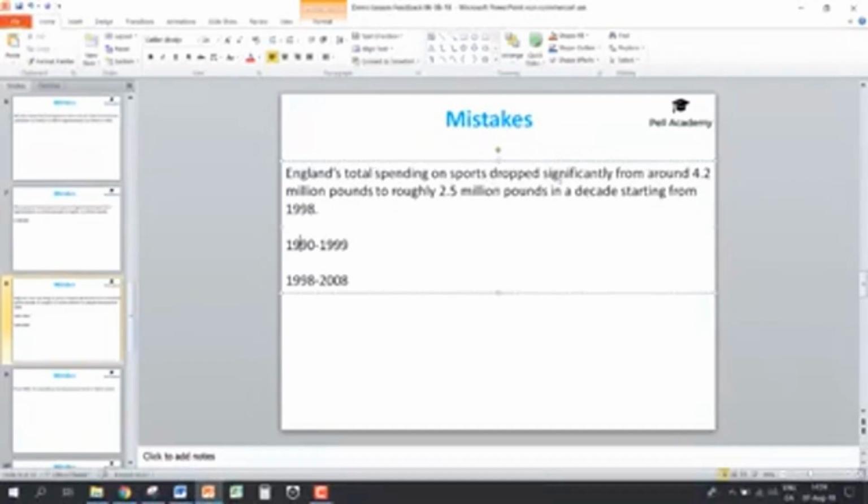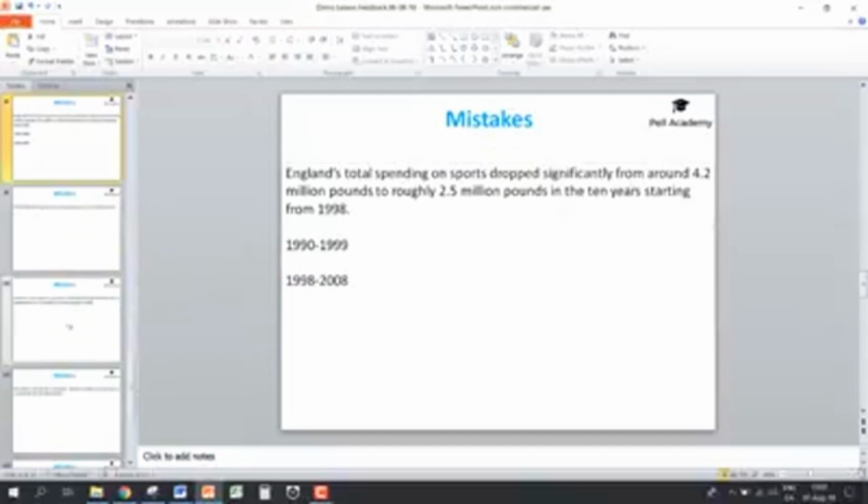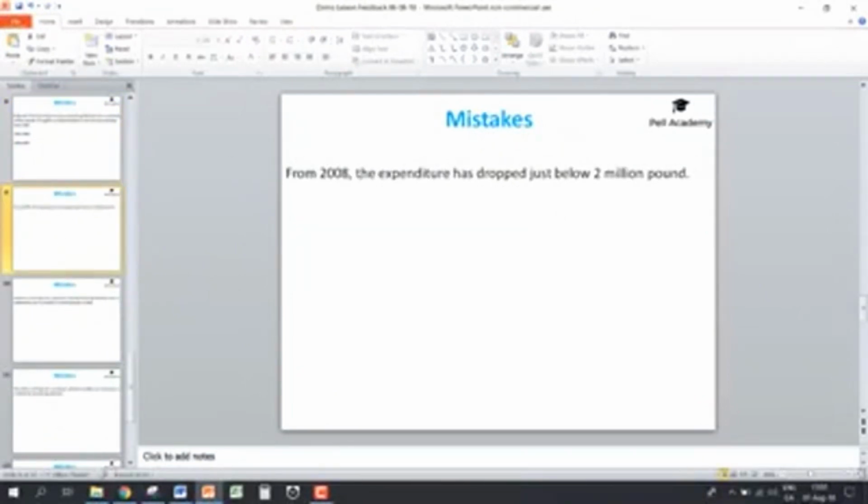So England's total spending on sports dropped significantly from around £4.2 million to roughly £2.5 million in the first 10 years, starting from 1998. Now, the reason I'm saying the first 10 years is because that was the first 10 years shown in the chart. Whereas you could just say in the 10 years starting from 1998 would also be correct, but the word first refers back to the years covered in the chart. Okay, next one. From 2008, the expenditure has dropped just below £2 million. So the expenditure has dropped to just below £2 million.